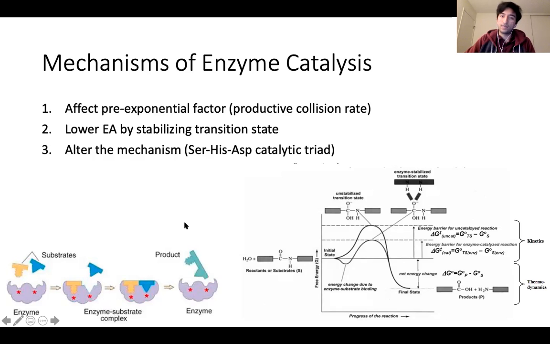And another way that enzymes can increase the rate constant for a reaction is by stabilizing the transition state, which effectively lowers the activation energy.